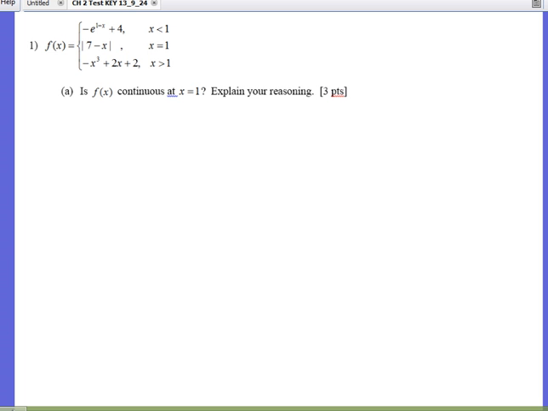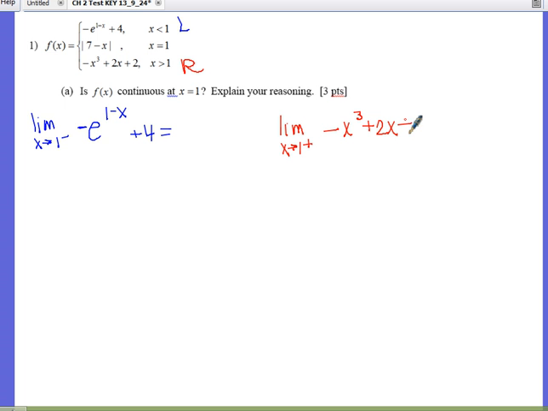So we're going to have to look at the limits from the left, which would be using the left function, which is this guy, negative e to the 1 minus x plus 4. And then we'd also have to look at the limit from the right, and this is the right side. The reason we're doing this is we first have to check if the limit exists.